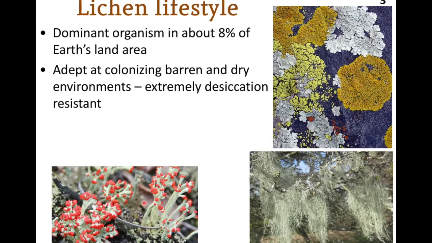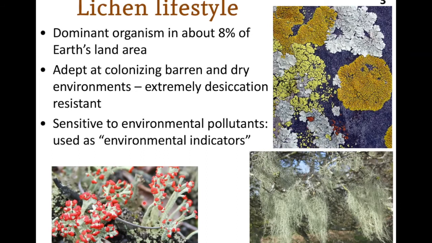And you'll probably recognize that. You can find lichens that grow on rocks, as is shown in the picture on the right, in those kinds of hostile environments. Paradoxically, though, they're very sensitive to environmental pollutants, and as such, they're used as environmental indicators to tell whether an environment has been degraded or not.